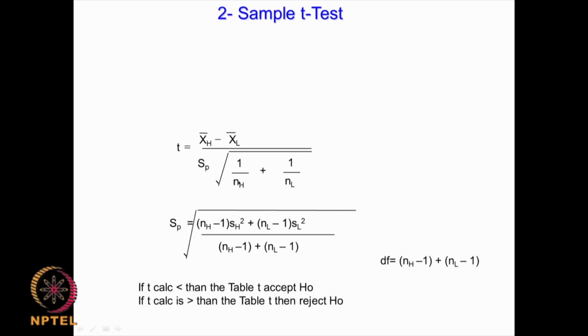If you look at it very carefully, for one sample we used to have SP divided by square root of n. So, this is almost analogous to that. Here we have the square root of 1 by NH plus 1 by NL times SP, but here SP looks slightly different. It is NH minus 1 times SH square plus NL minus 1 times SL square, divided by NH minus 1 plus NL minus 1. That is the equation for SP here. So, there are some similarities between this equation and the normal t equation for the one sample t test and so on. So, it is quite simple.